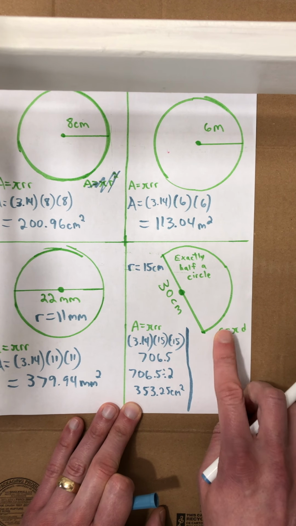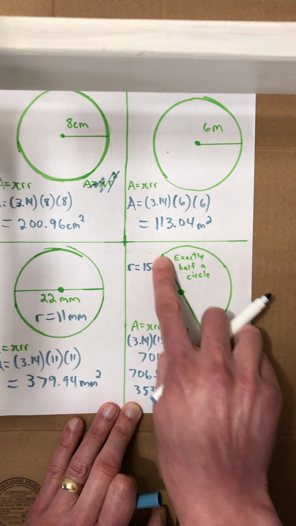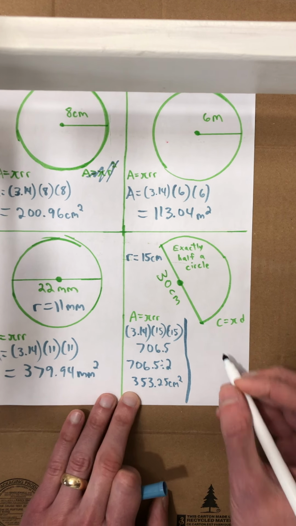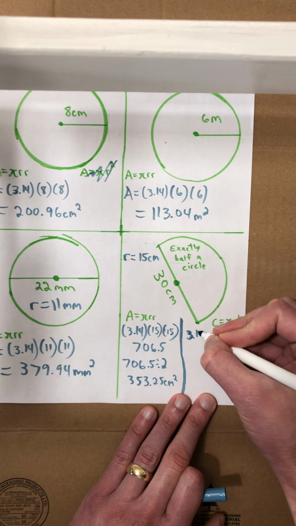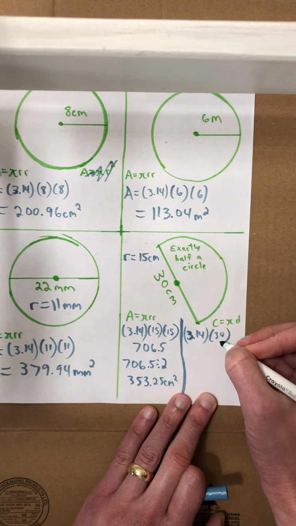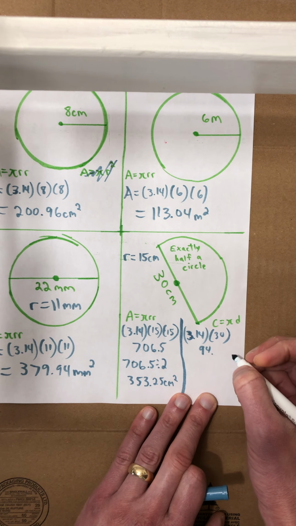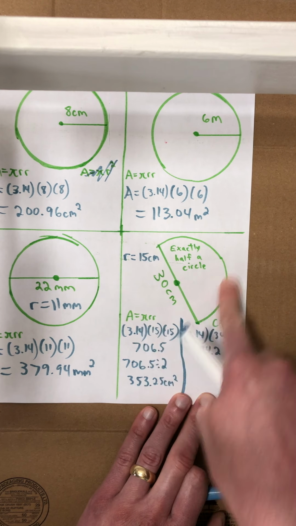So would it be possible to find the perimeter of this shape? Well, yeah, I could find the regular circumference and cut in half, and then I could add the diameter to it afterwards. So let's give that one a try. So for circumference equals pi times diameter, I could just do 3.14 times 30. And 3.14 times 30 gives me 94.2. So that would be like a full circumference of a circle.